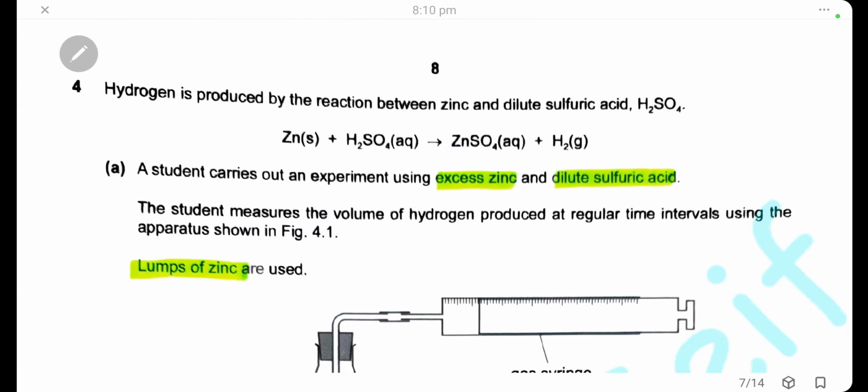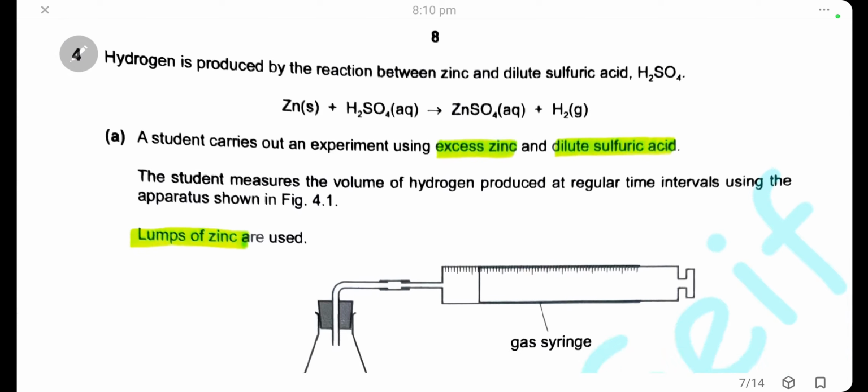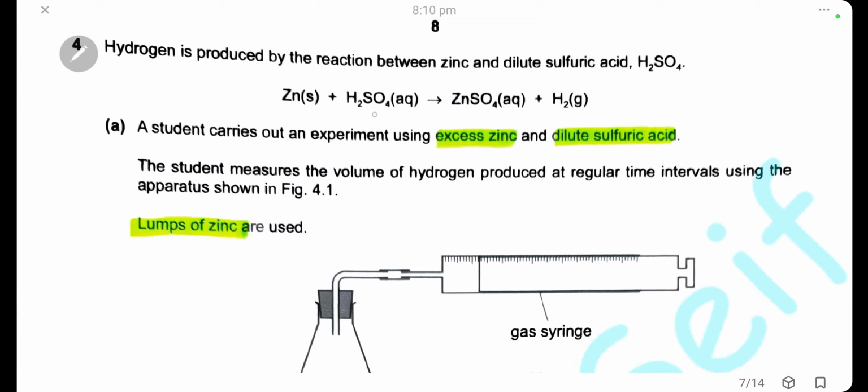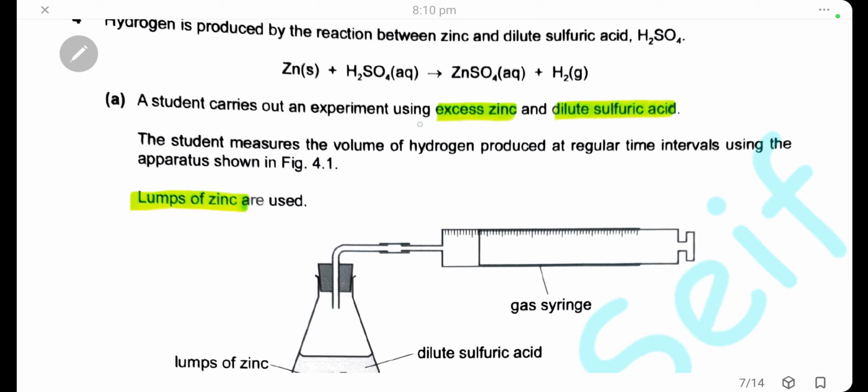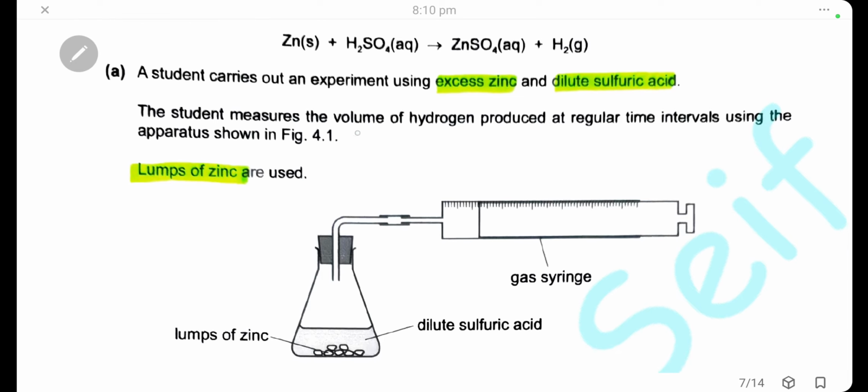Question 4. Hydrogen is produced by the reaction between zinc and dilute sulfuric acid. Here we have the equation: zinc plus sulfuric acid gives zinc sulfate and hydrogen gas. A student carries out an experiment using excess zinc and dilute sulfuric acid. The student measured the volume of hydrogen produced at regular time intervals using the apparatus shown here.